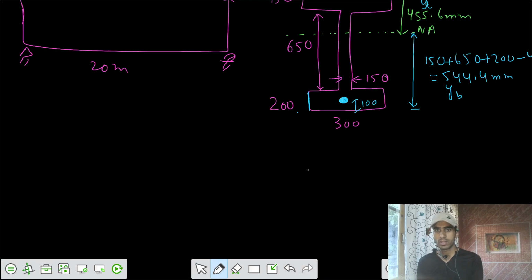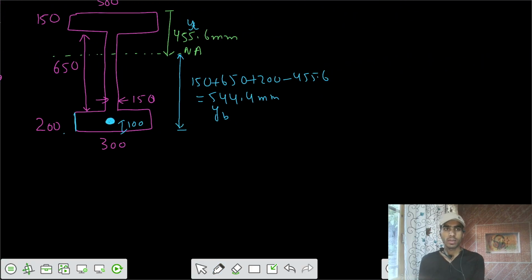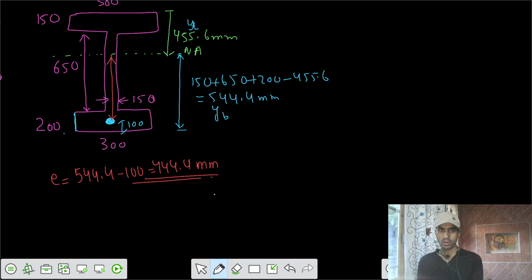This is 100. So can you tell me what is the eccentricity? This part is your eccentricity from the neutral axis. This is our eccentricity E, and that we can say is y bottom minus 100. So that's 444.4 millimeters. Okay, so finally we got this one.